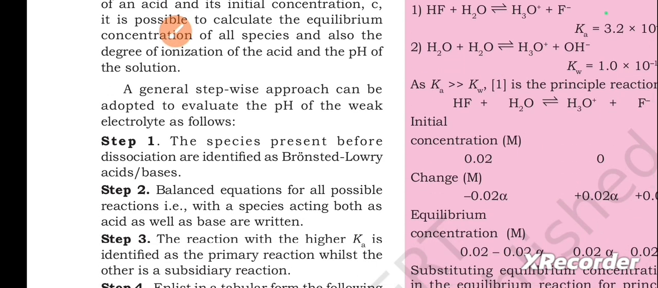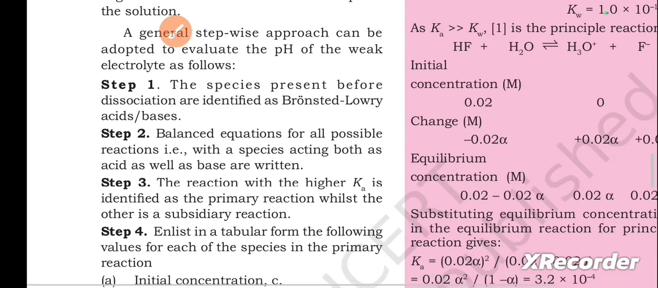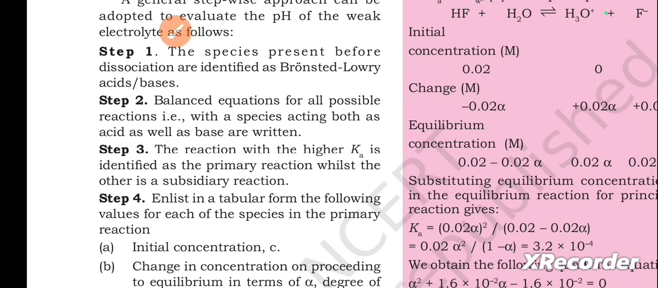A general stepwise approach can be adopted to evaluate the pH of the weak electrolyte as follows. Step 1. The species present before dissociation are identified as Bronsted-Lowry acids or bases. Step 2. Balanced equations for all possible reactions, that is, with the species acting both as acid as well as base, are written. Step 3. The reaction with the higher Ka is identified as the primary reaction, whilst the other is a subsidiary reaction.